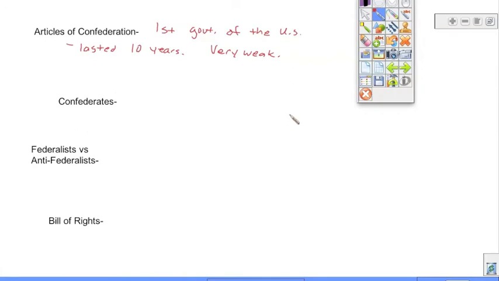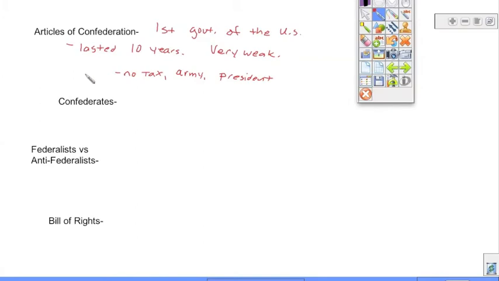But to give you an example, in the Articles of Confederation, the United States government had no power to tax. There was no army of the United States. There was no president. So it was a very kind of weak and ineffective government. And we operate off that for a decade.